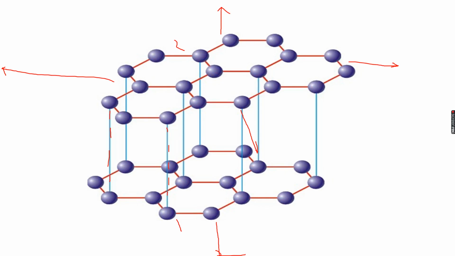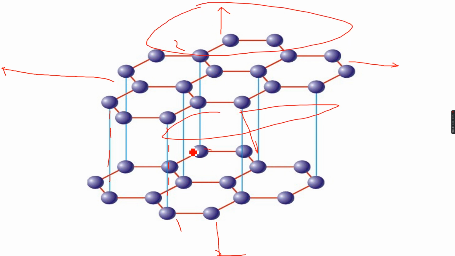Now you know that carbon is tetravalent, right? Carbon is a tetravalent element, which means it forms 4 bonds. But here it is only forming 3 bonds, right? Each carbon atom is forming 3 bonds, which means each carbon atom has one extra electron. And these extra electrons form electron clouds above and below every ring.